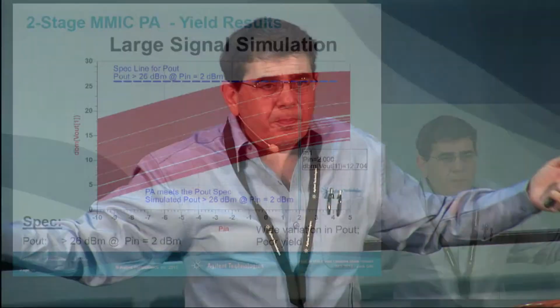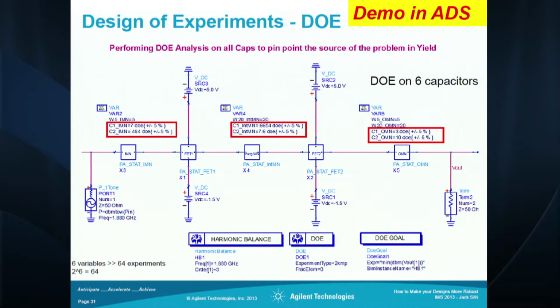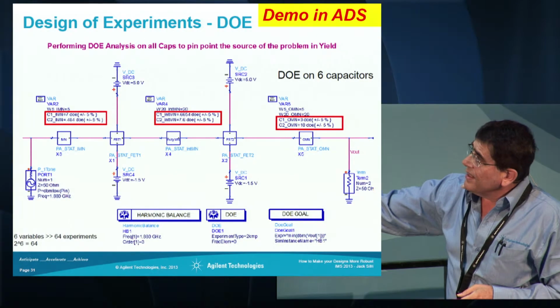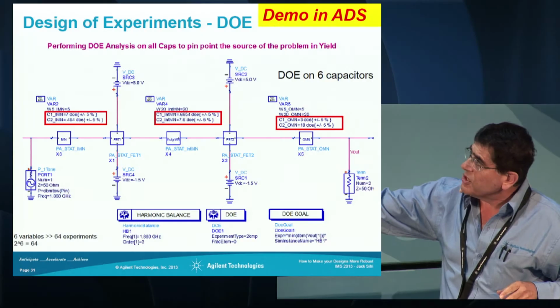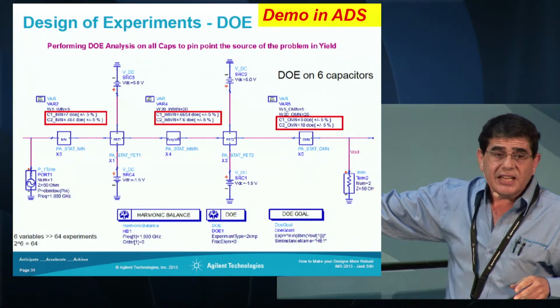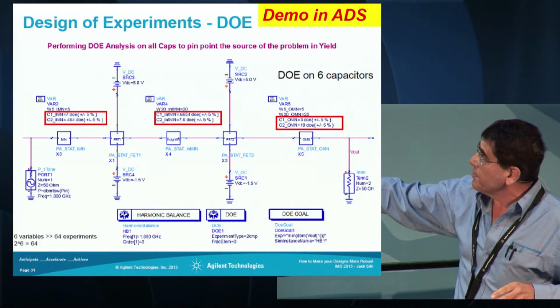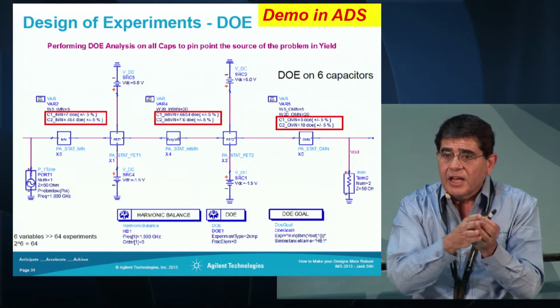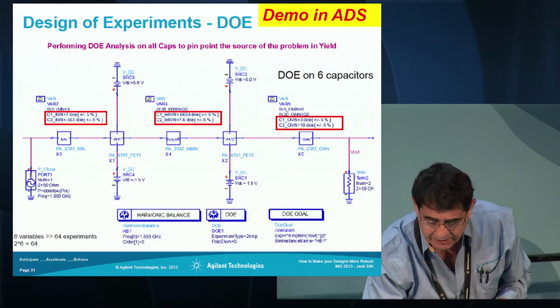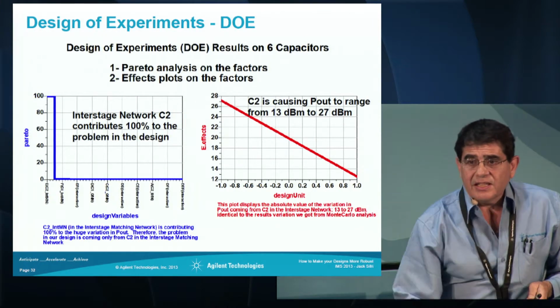The design has a lot of components, matching networks, and where do I go? What is causing this problem? So in ADS, I took my power amplifier and I ran design of experiment on it. I have different DOEs, design of experiments, but this is one of them, on six capacitors. Two capacitors in the input matching network, two capacitors in the interstage matching network, and two capacitors in the output matching network. I went ahead and changed those capacitors plus or minus 5%, and I clicked simulate on design of experiment. These are the results I got.